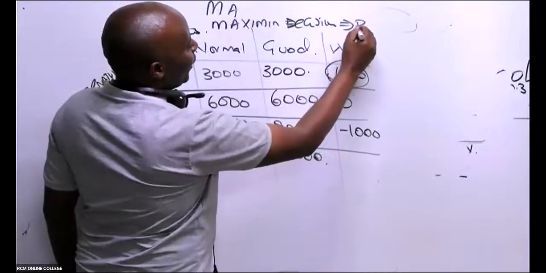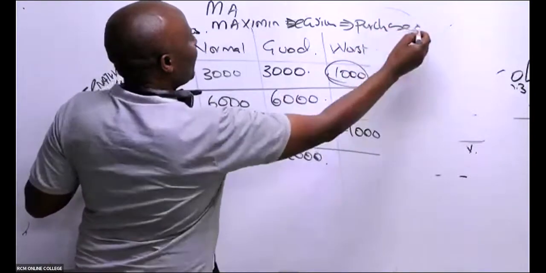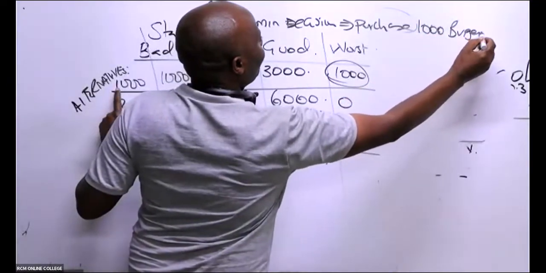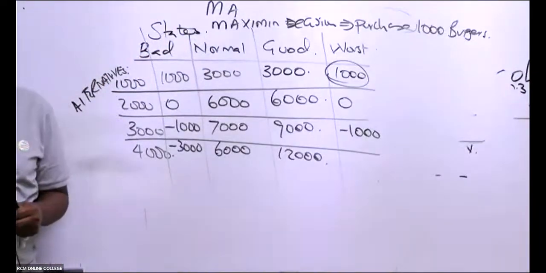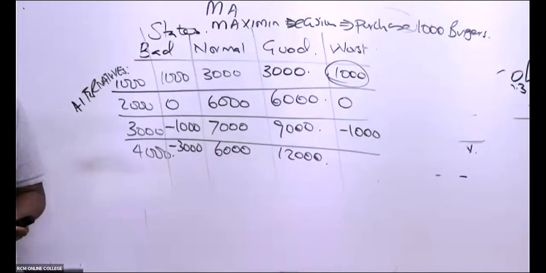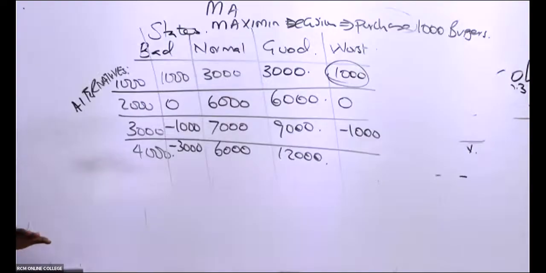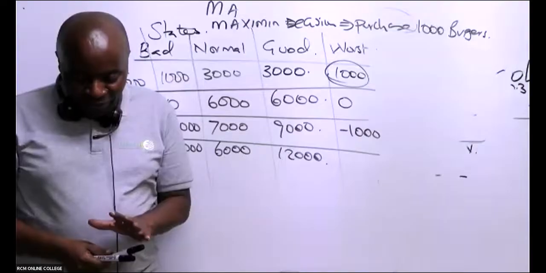Purchase 1,000 burgers. Purchase 1,000 burgers like that. That's maximin, yes. I'm so sure that even without my help, you would have gotten this 100%. Is there any student who tried doing this paper last semester and never did this? We shall overcome.